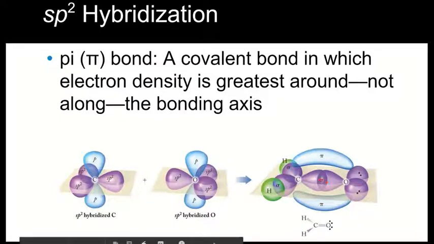So again, sigma bonding is that bonding that's right there in between the two atoms, and then the pi bonding is on the outside of the bonding axis, not right in the middle, and that's your double bond.